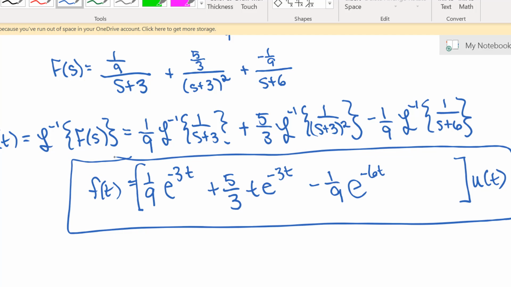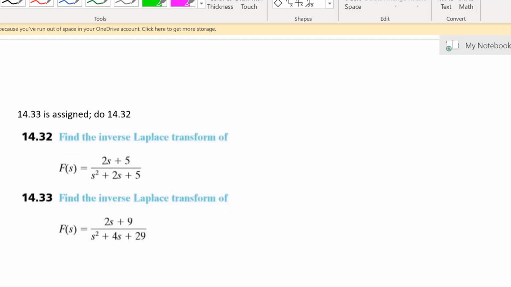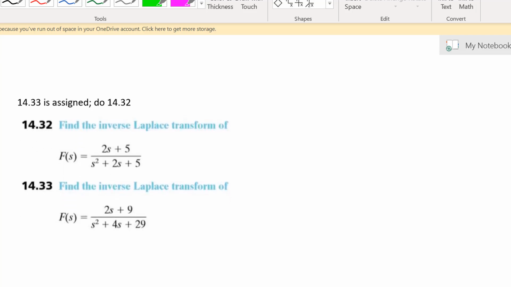Okay, so 29 should be similar to this one. Okay, 1433 is assigned, and I'm going to do 1432, which is similar. So neither of these can be factored. 29 is prime, you can't factor it. 5 is prime, you can't factor it. So partial fractions is not going to help you.